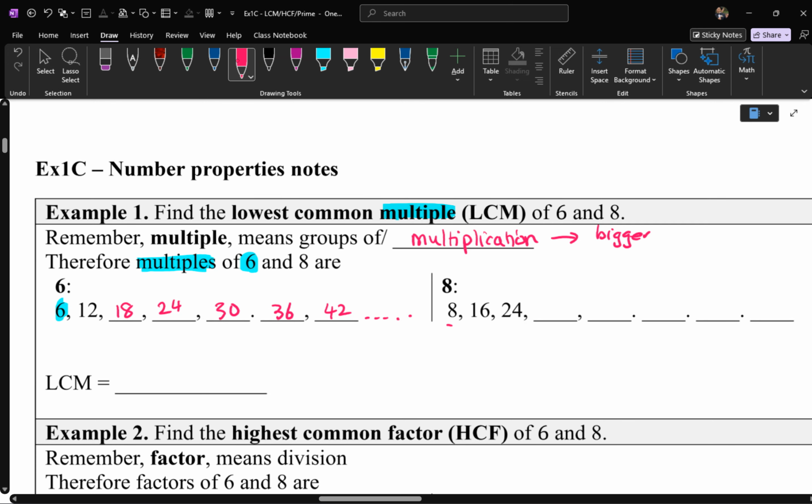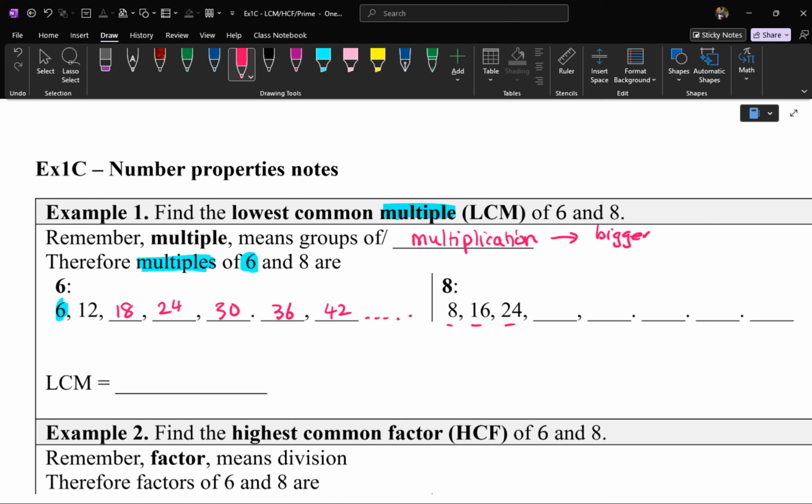I did the first 3. I got 8, 16, 24. What's the next one? Let's go, Josh. 32. Next one. 40. Oh, he's not listening. Okay, let's go. Next one, 40 then. 48. Next, 56. Last one, Leon.